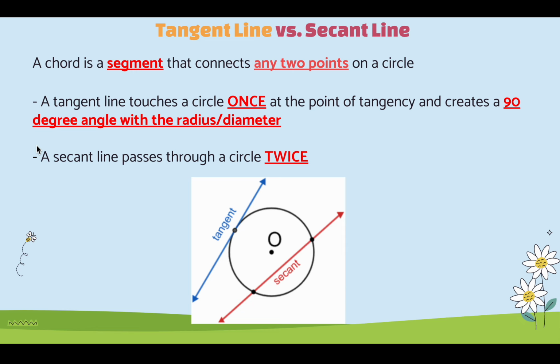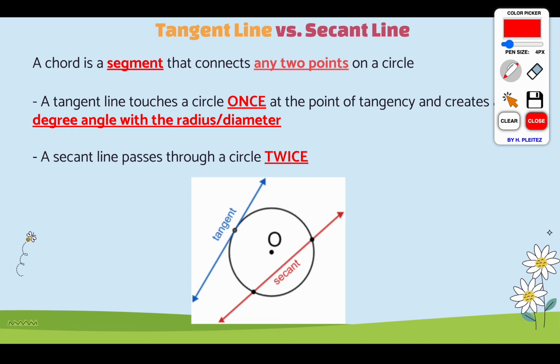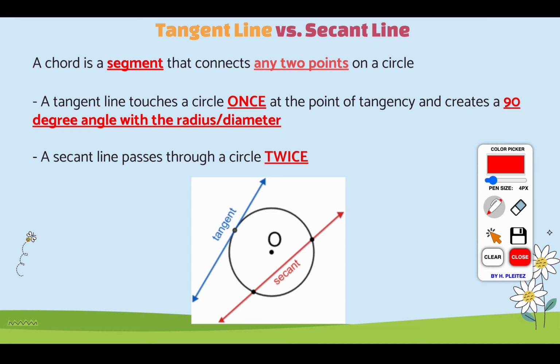So let's relate this to some of our other vocabulary that we've learned about. Chords are kind of similar to secants in a way, because remember that a chord is a segment that connects any two points on a circle. But the difference between a chord and a secant is that with a chord, yes, we're connecting two distinct points, but we're stopping right there. We are not continuing outside of the circle, and that is the main difference between a chord and a secant. So a chord is only inside of a circle, but a secant is cutting from the outside of the circle and going right through it.